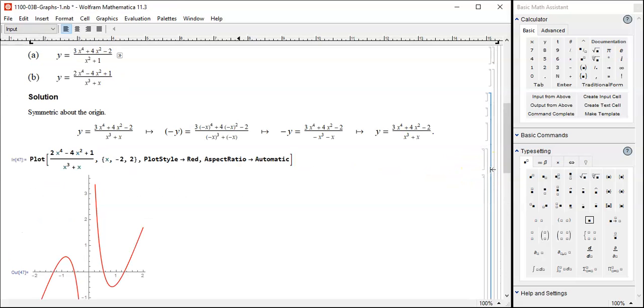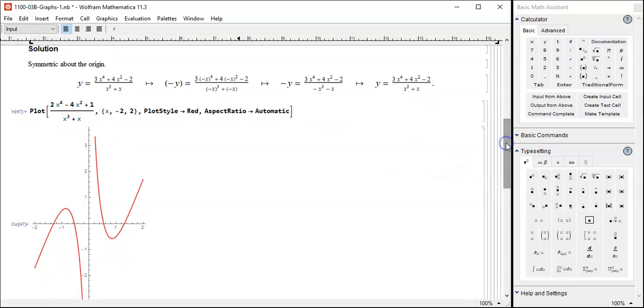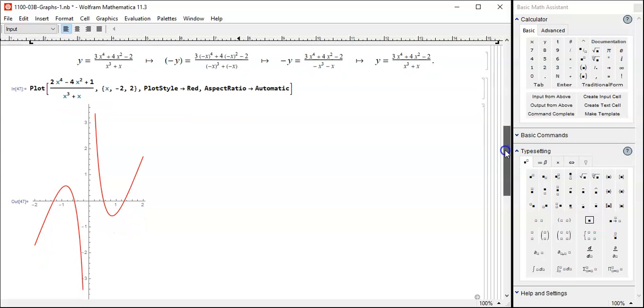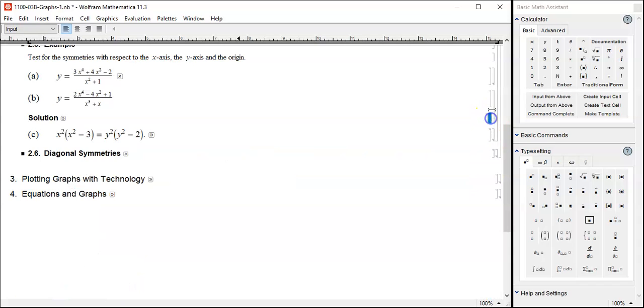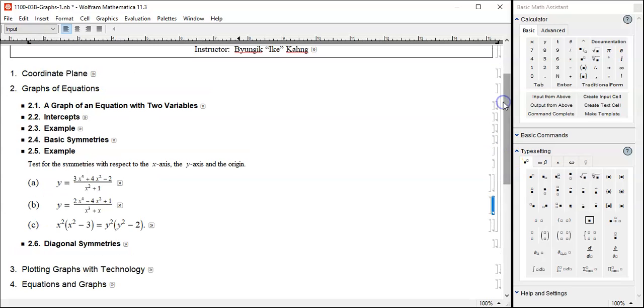And this picture confirms the symmetry. Symmetric with respect to the origin. So draw any line segment. You'll see a point right on the opposite side at the same distance from the origin. We have another point, a corresponding point. Okay, all right. That's for symmetry with respect to the origin.